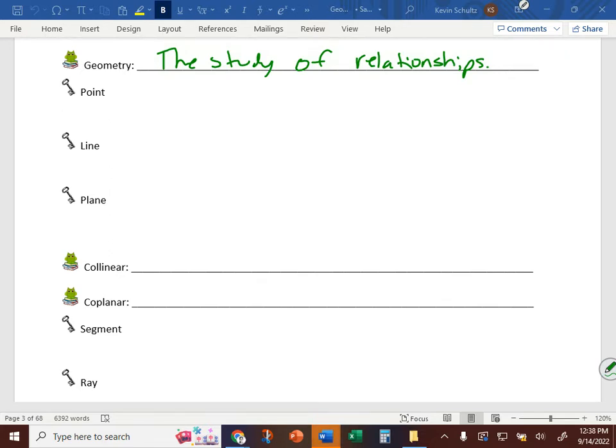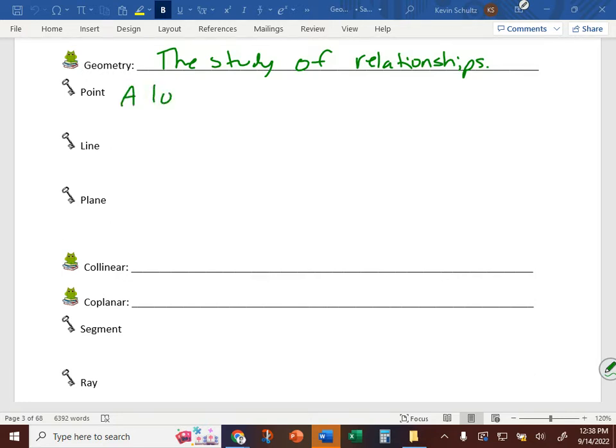Because shapes is part of that. What do other people say? It's basically the relationships that things have with each other. Normally in shapes, we're talking about geometry, but also when I teach you how to argue, right? Relationships between things. So the elements of geometry, the things that you'll be seeing again and again, the first and most basic is a point.